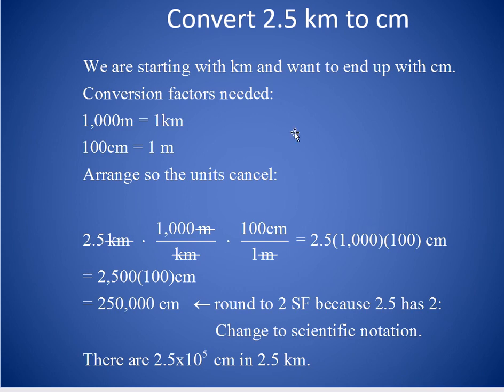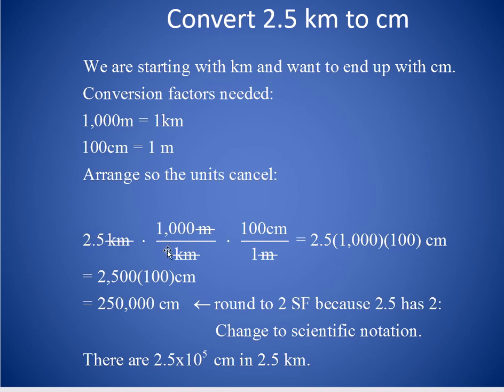All right, let's say I want to convert 2.5 kilometers to centimeters. All right, what am I starting with? I'm starting with kilometers. I'm ending with centimeters. So I want to write down the two conversion factors I need to convert here. 1,000 meters equals 1 kilometer, and 100 centimeters equals 1 meter. All right, so let's arrange.